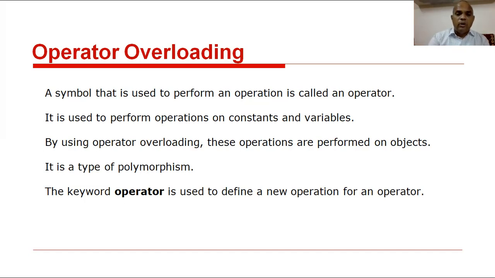By using operator overloading, these operations are performed on objects. It is a type of polymorphism. Here, poly means many, morphism means forms. Function overloading and operator overloading, these two come under compile time polymorphism. There are two types of polymorphism, compile time polymorphism and runtime polymorphism. Operator overloading is compile time polymorphism.